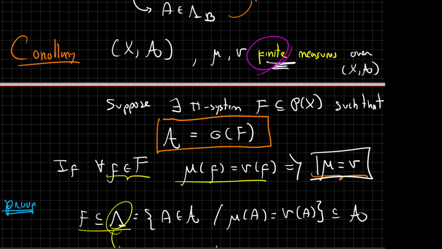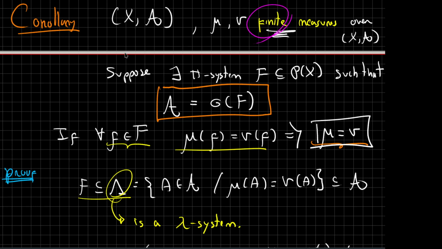So to recap, to summarize, we had two finite measures that were defined on some sigma algebra, and that sigma algebra was in fact the sigma algebra generated by some pi system, and it happens that both finite measures coincide on that pi system, then those measures are the same.